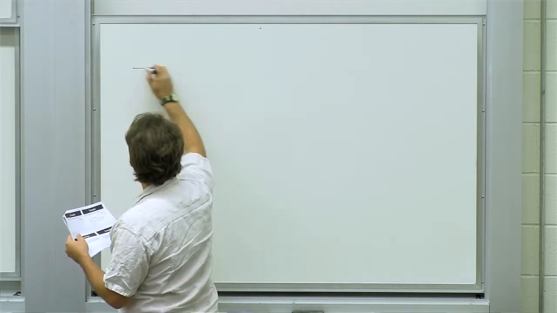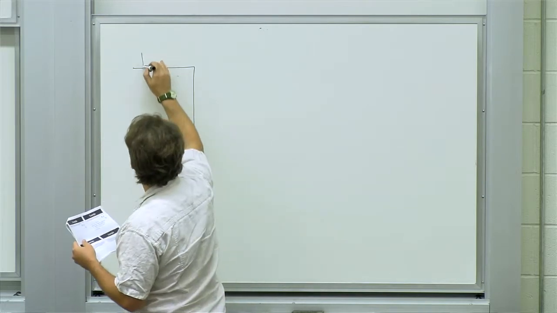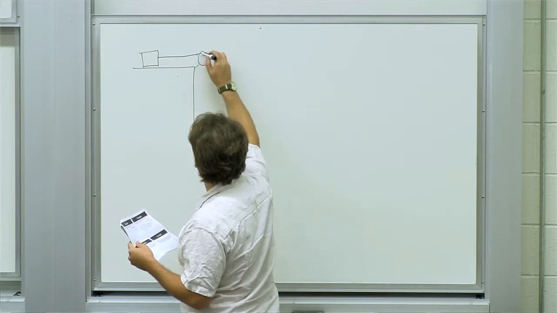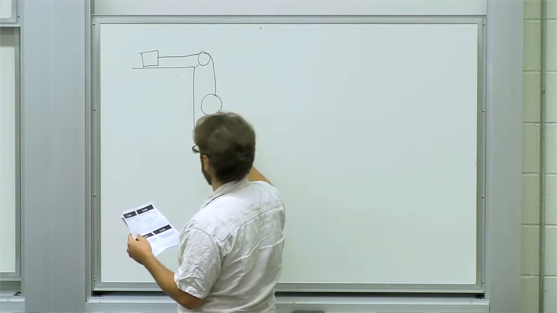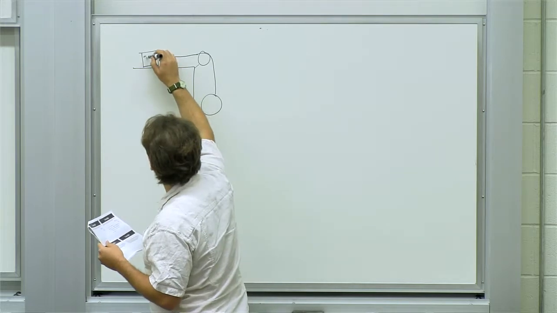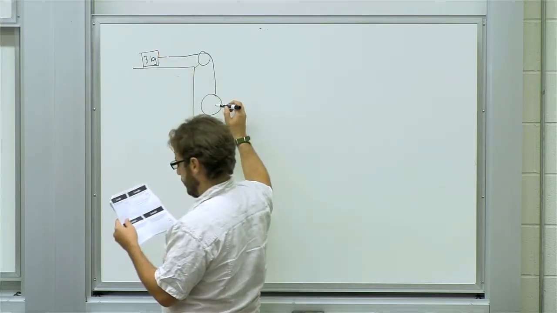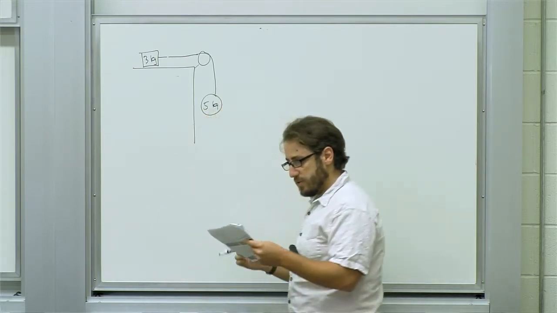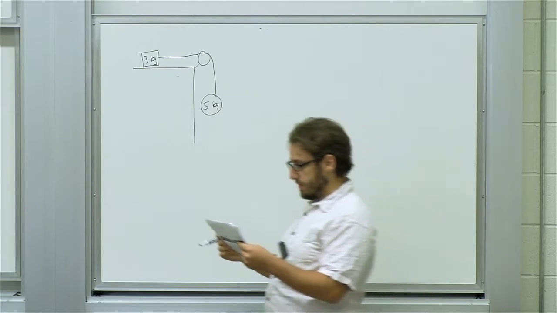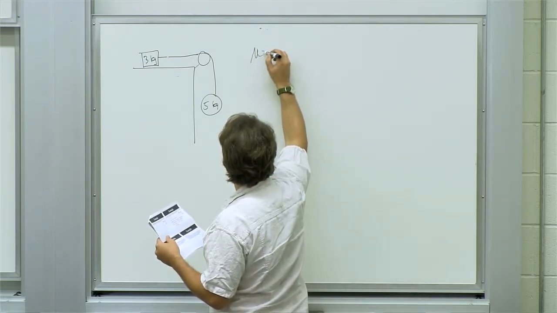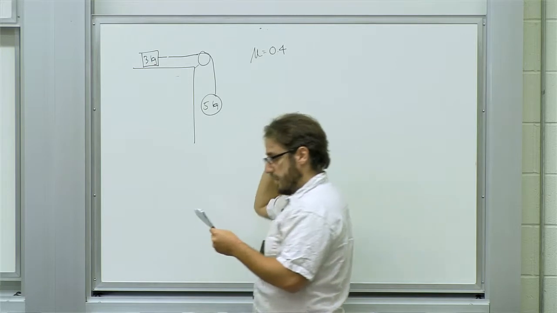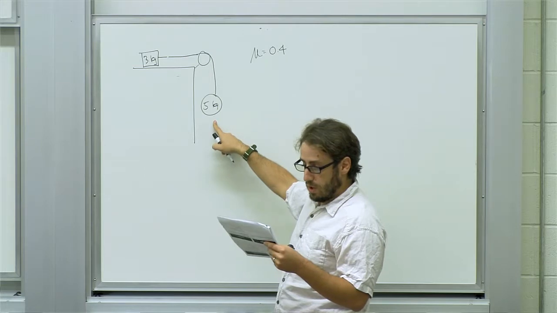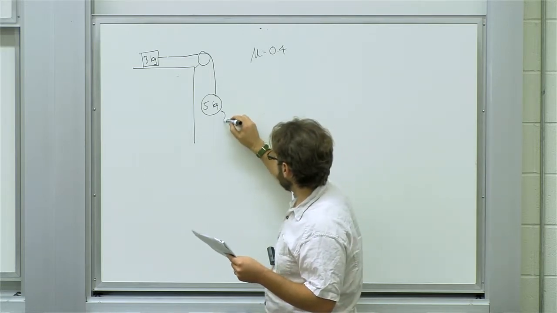Here we have some system that looks like this. It's a tabletop. There's a block on the tabletop connected by a rope which goes over a pulley, and there's a ball here. This one is 3 kilograms. This one is 5 kilograms. It says the coefficient of friction between the 3 kilogram block and the surface is 0.4. The system starts out from rest. What is the speed of the 5 kilogram ball when it has fallen 1.5 meters?